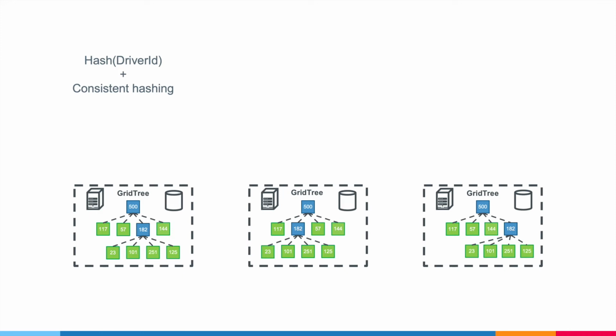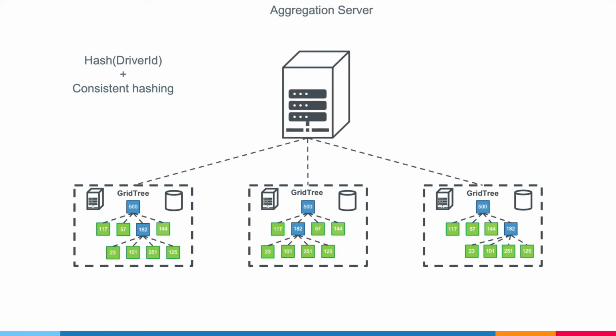To find drivers near a location, we'll have to query all servers and a centralized server can aggregate these results. We can further use consistent hashing on this to have as equal a number of drivers in a shard as possible. This means that each shard could have different structures of grid tree.